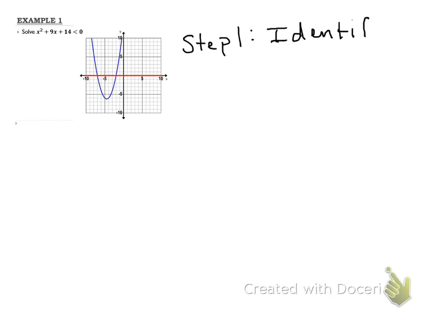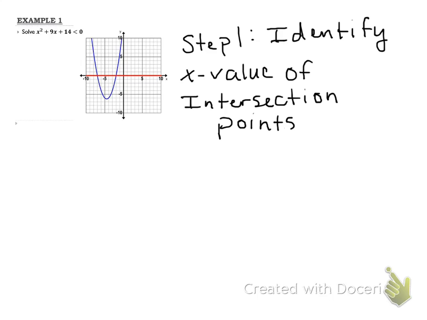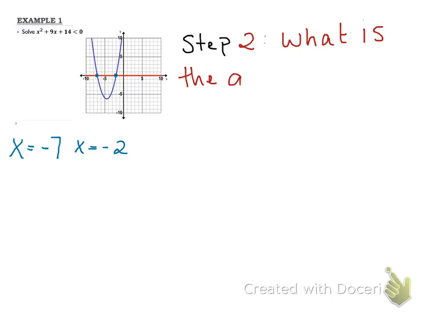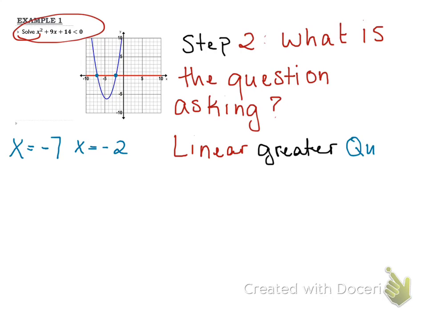First, we want to identify the intersection points, specifically their x values. According to the graph, the intersection points here are -7 and -2. Those are going to be the numbers that show up on all parts of our solution. Next step is to determine what the question is asking. In this case, it's saying that the linear is greater than the quadratic. Or another way to think about that is that the quadratic is less than the linear.